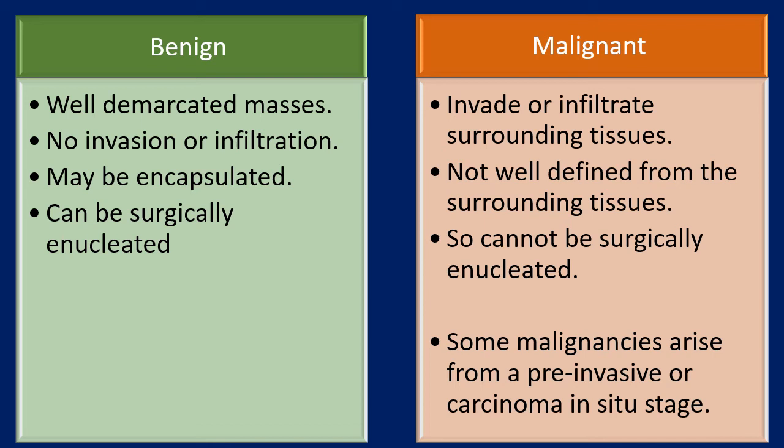Also, a malignant tumor may arise from a pre-invasive or carcinoma in situ stage. Before a malignant tumor invades, it first produces carcinoma in situ in the epithelium. Then after occupying the whole thickness of the epithelium, it starts to invade the underlying tissue. So a malignant tumor may arise from a pre-invasive or carcinoma in situ stage. Okay.